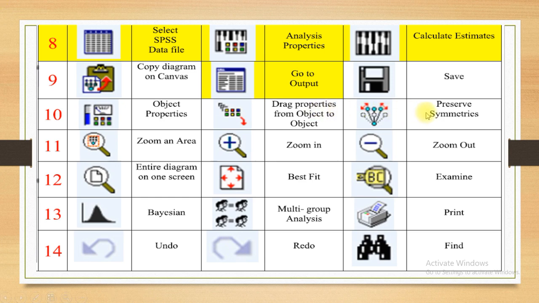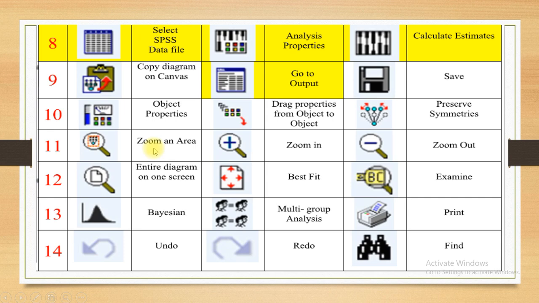Then this one is used to preserve, we call it preserve symmetries. If you want to move a whole model or a whole variable rather than move one item or object in it, you click on this before you click on the move item so that you can use it to move. Then you have the zoom and area.